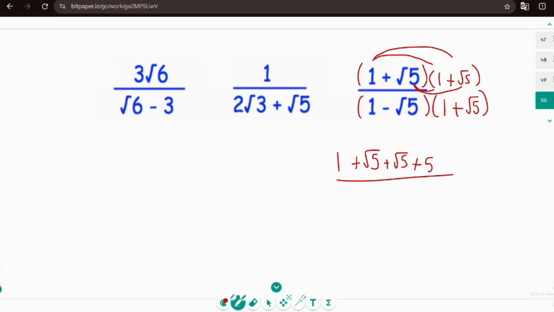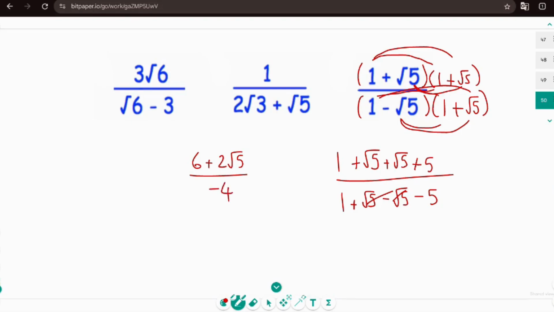Denominator, 1 times 1, 1. 1 times root 5, root 5. Negative root 5 times 1, negative root 5. Negative root 5 times positive root 5. Negative times positive is negative. And root 5 times root 5 is 5. These cancel out. So on the top we have 6 plus 2 root 5. And the denominator, 1 take away 5 is negative 4.